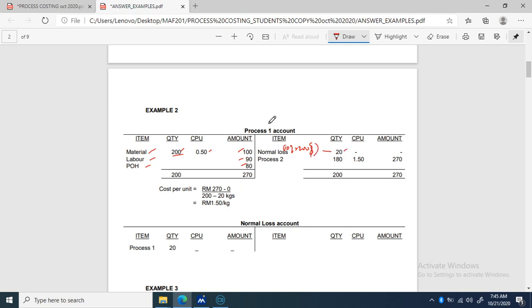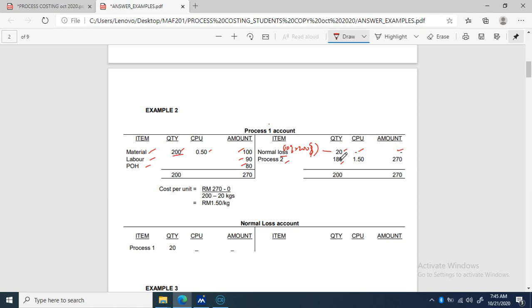And then the output from process 1 will be transferred to process 2. This output is 180. Since in example 2 the loss has no scrap value, the value is 0. The amount is 0 because with no scrap value, you cannot sell to outsiders.